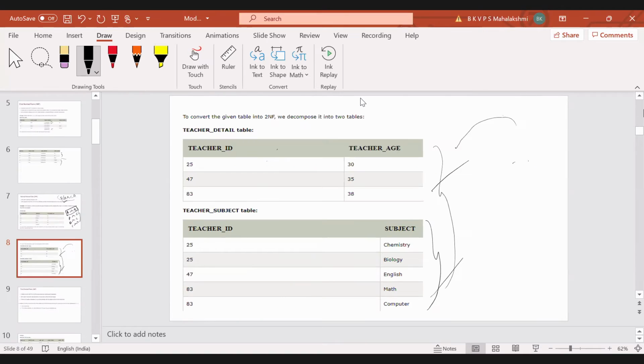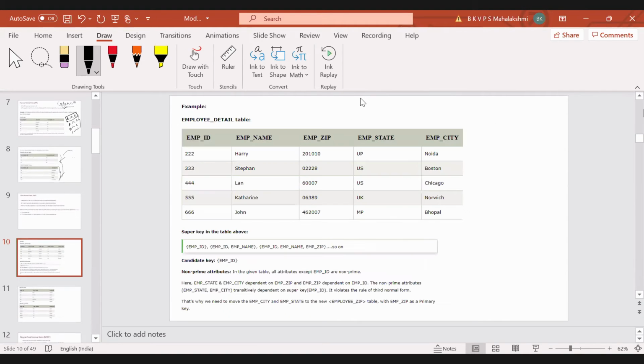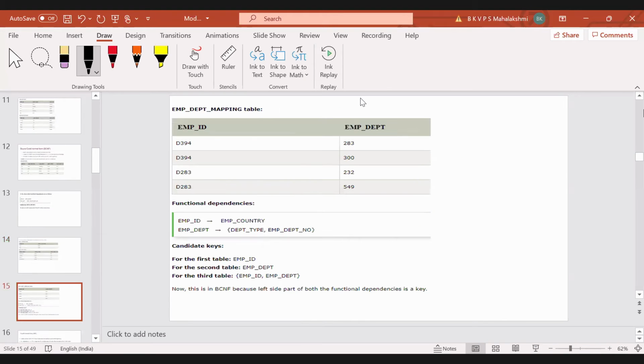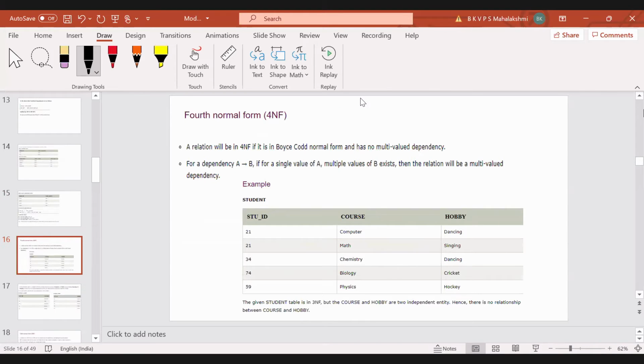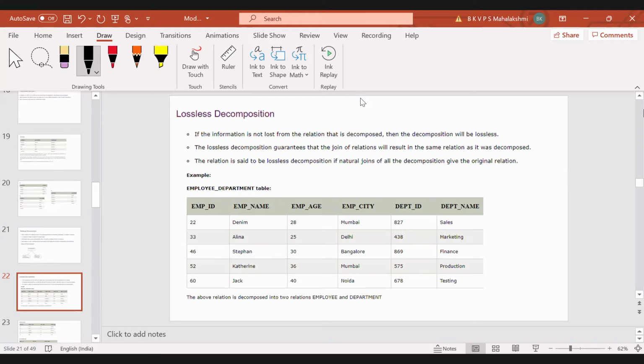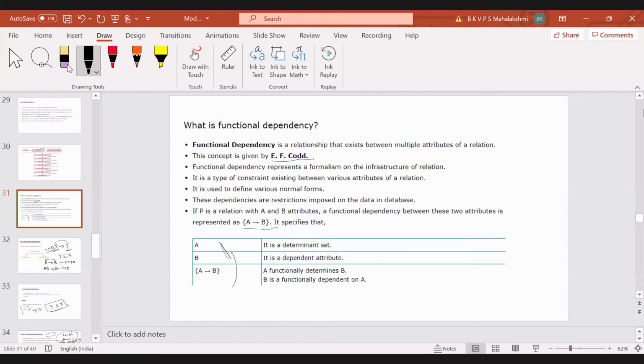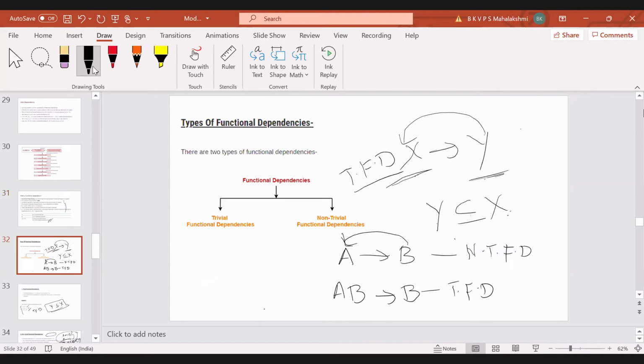So let us go to the concept of functional dependency. I have already told you this is what functional dependency is, and this is the theory we have discussed about it. Next.